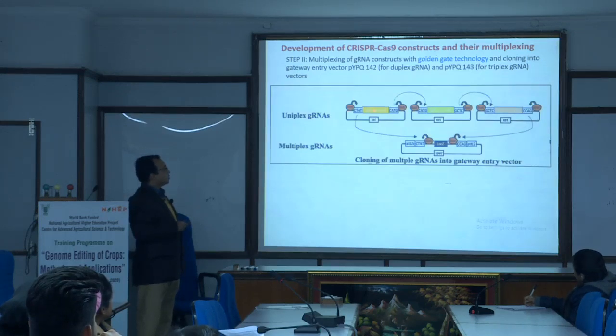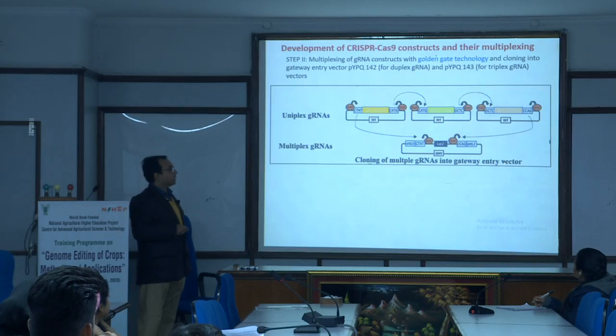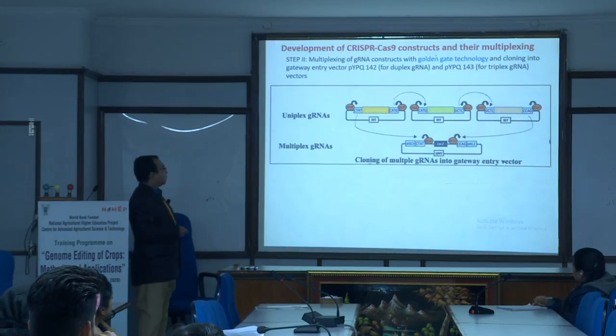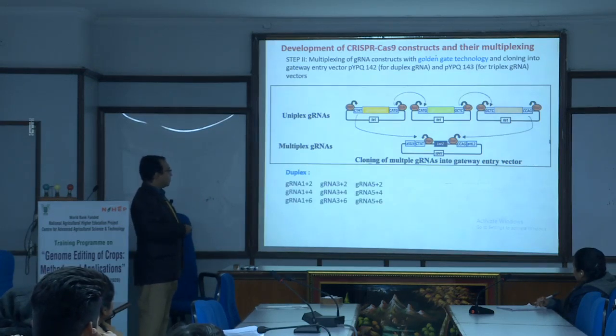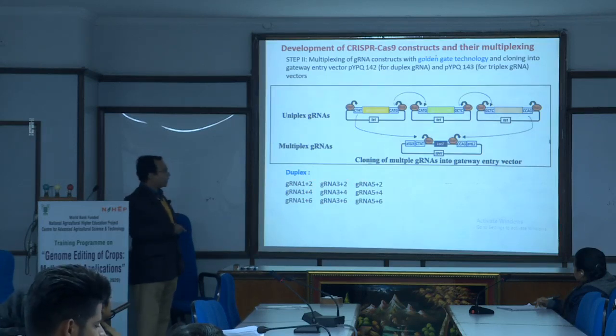So, the uniplex gRNA, individual gRNA were mixed together in this second vector, which is called 142 or 143. If it is duplex, then we use 142. If it is triplex, we use the 143 series of vector, and then we ultimately developed 9 duplex molecules with different combinations of duplex and 2 triplex molecules.